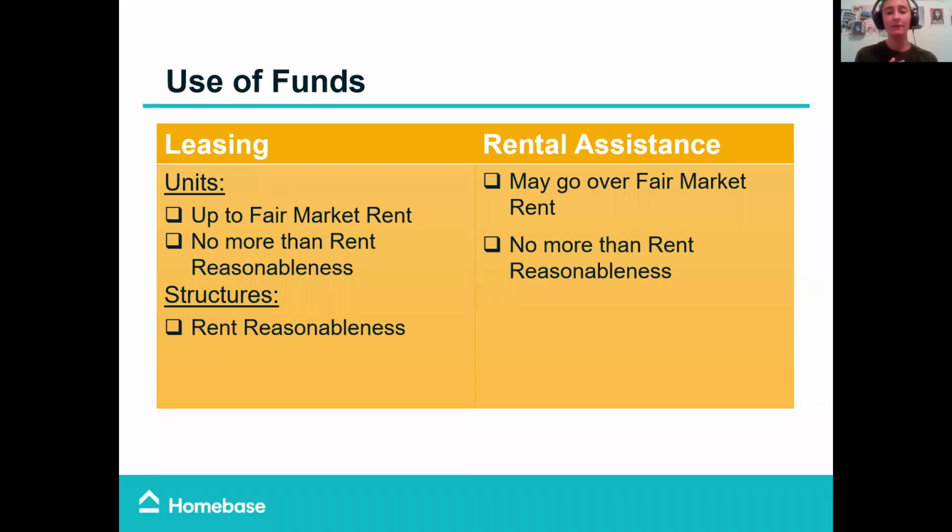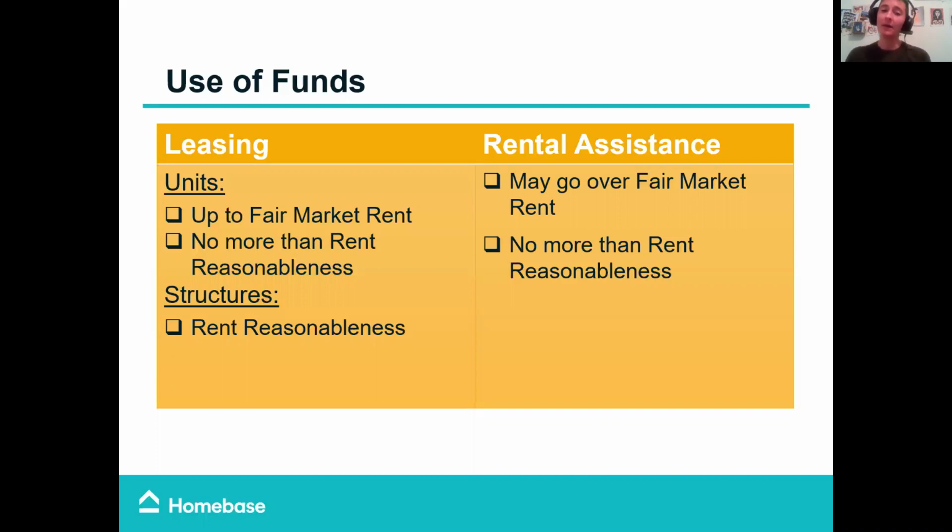And then for leasing, you can pay up to fair market rent with your leasing dollars, but you can't go over fair market rent. And you also can't go over rent reasonableness. So for leasing, if you find a unit where the rent is reasonable, but the rent is above FMR, you can't use leasing funds to pay up to FMR for that unit. You have to find a unit where you're paying just rent reasonableness.